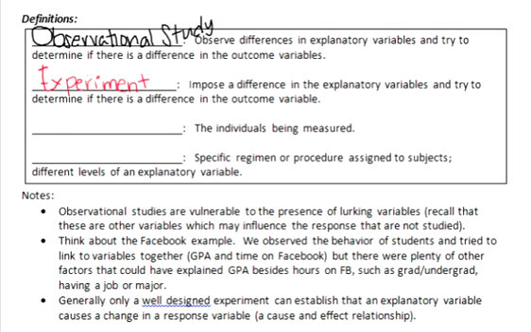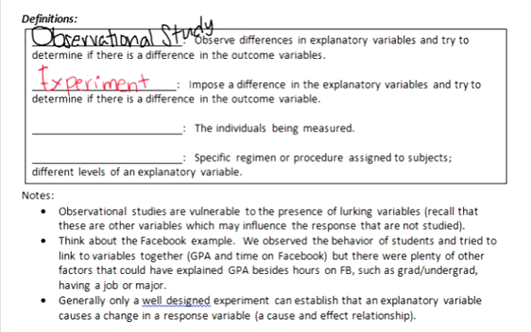So if we had done an experiment for the Facebook example, we would have told students, you get to use Facebook for 0 hours a week, you get to use Facebook for 5 hours a week, 10 hours a week, etc. And then we would use that to determine if that had a role in the value of their GPA in the end, or their outcome variable.